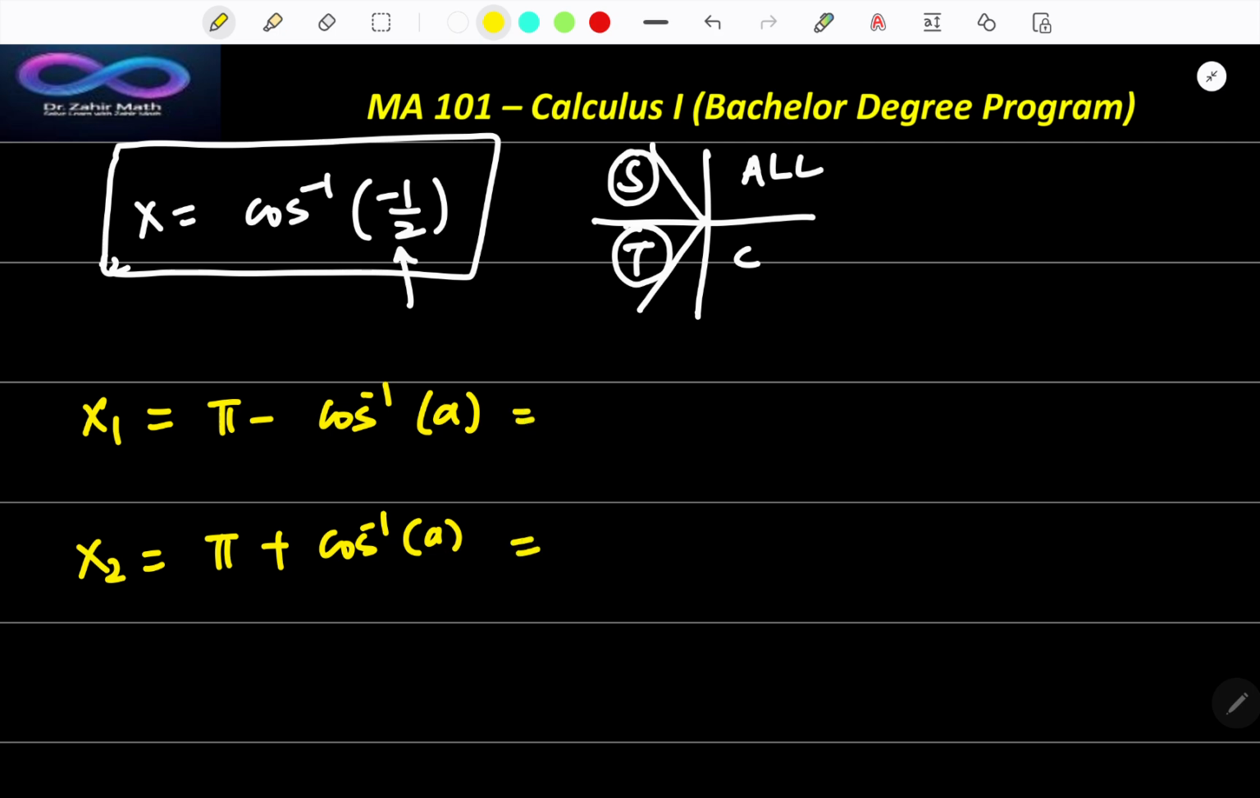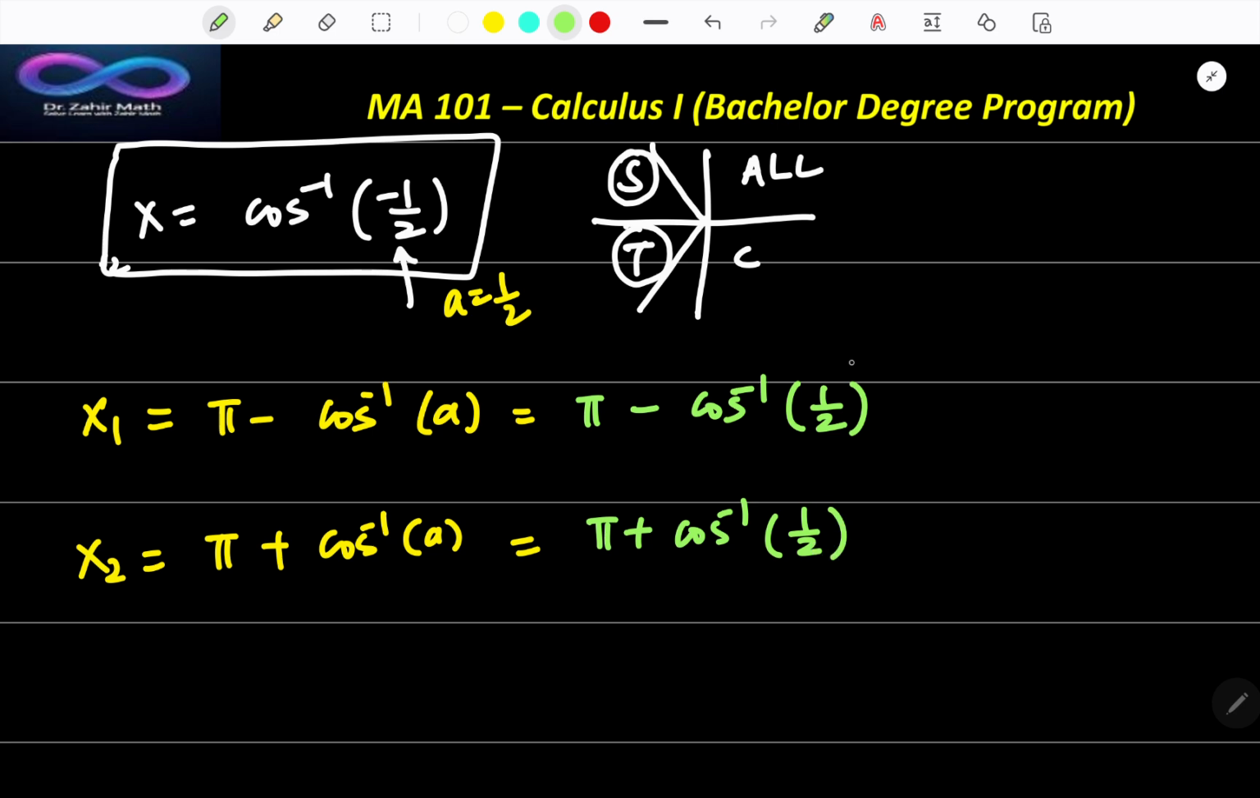Yes. So what is your A? Your A is 1 by 2. It is not negative. Okay, right. So you are going to put it now, pi minus cosine inverse 1 by 2 and pi plus cosine inverse 1 by 2 in the calculator using radian mode. Keep in your mind. Okay. So if you put like this, you will get 2 pi by 3 and you will get 4 pi by 3. Is this over, teacher?